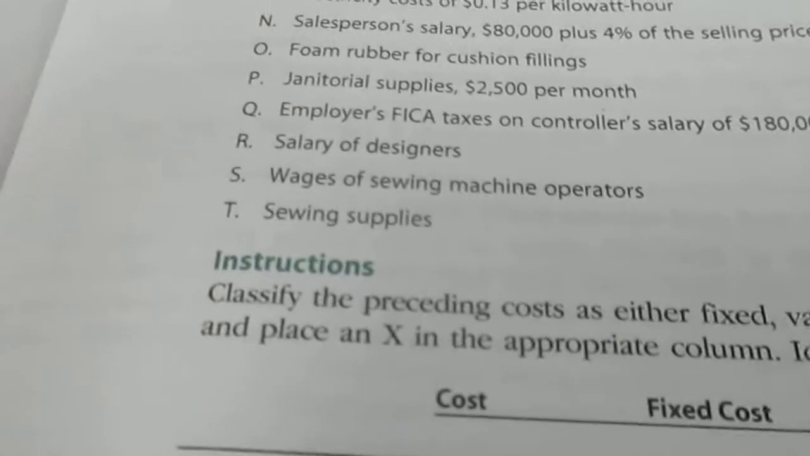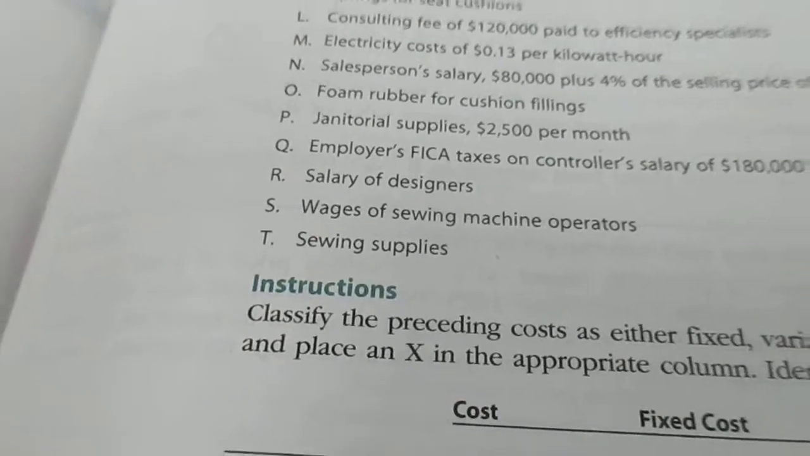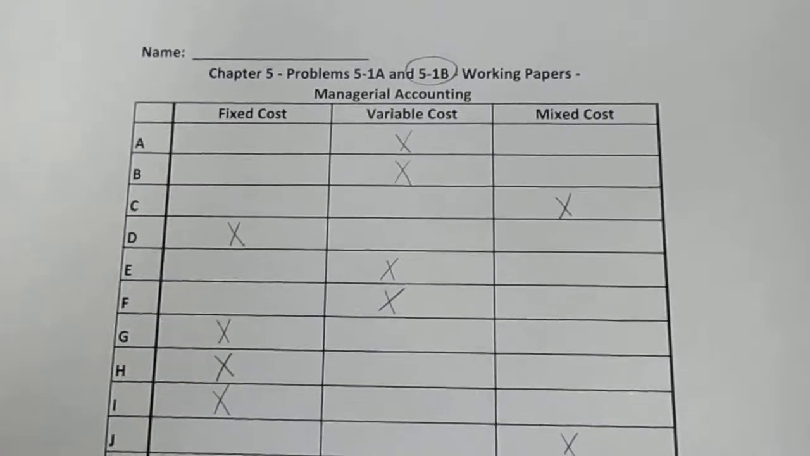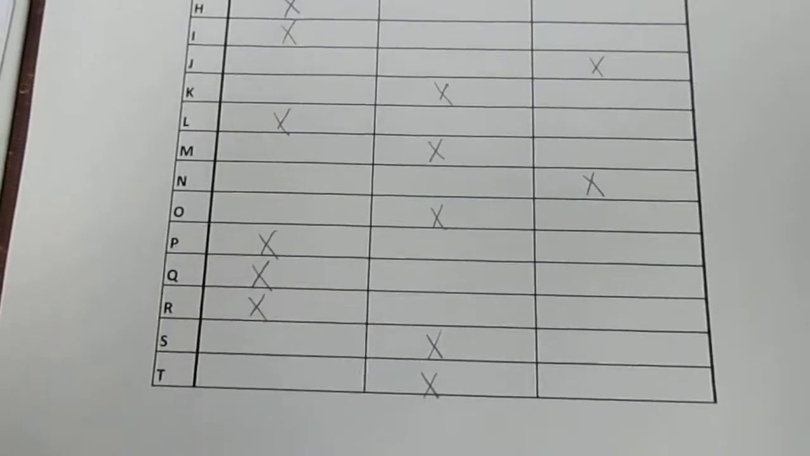And then letter T, your sewing supplies. Again, they're going to be based on your variable costs. They're going to be based on how many sofas you make. Okay, so here's the top half of our paper, and then the bottom half.